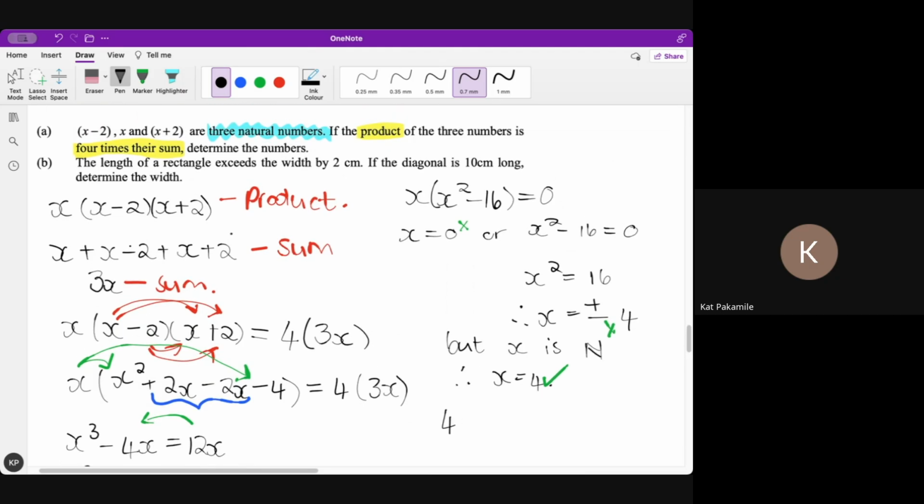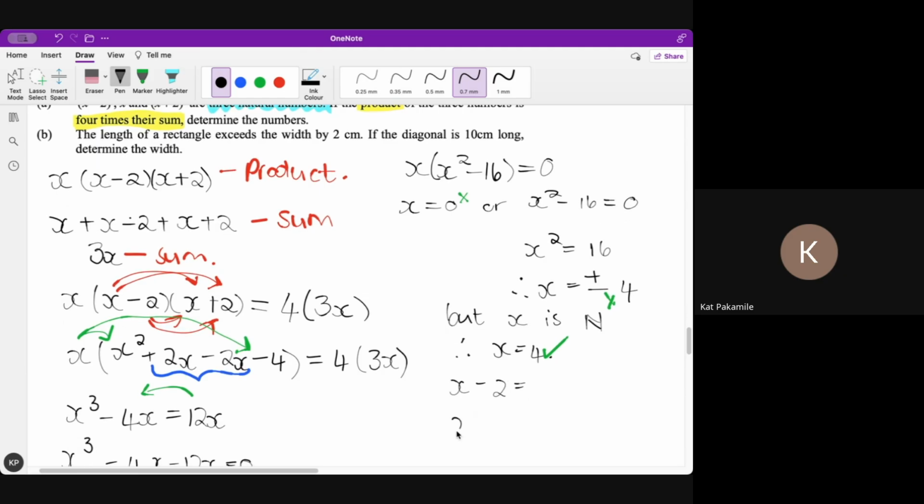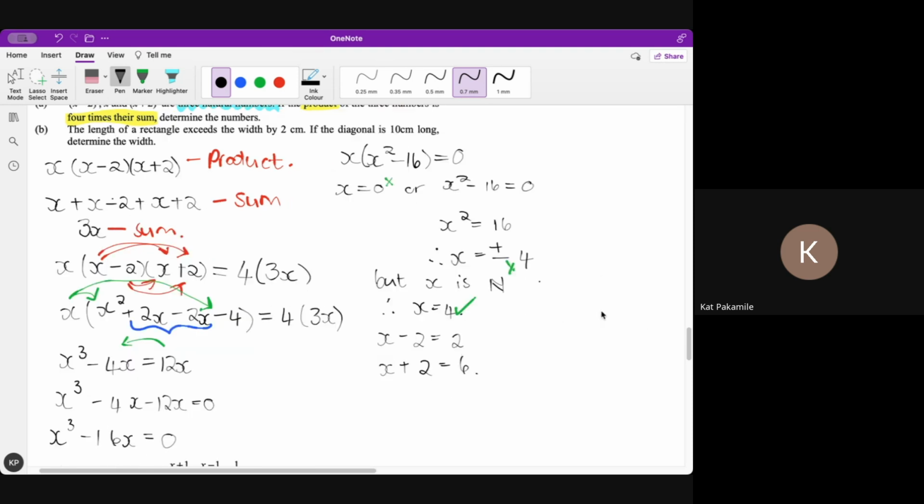And then x minus 2. So what's your second number? And the other one is x plus 2. Lovelies, are you still awake? You're very quiet. X minus 2, your other number will be 2, and your other one will be 6. Okay, that was the trick here, guys.